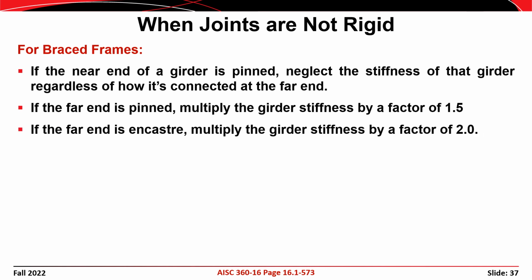Finally, if the near end of the girder in a brace frame is rigidly connected and the far end of the girder is in castra, then you multiply the girder's stiffness contribution by a factor of 2 in the calculation of the joint stiffness ratio, G.